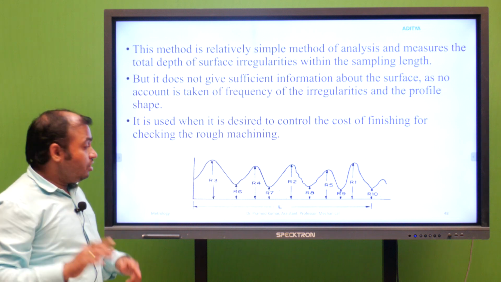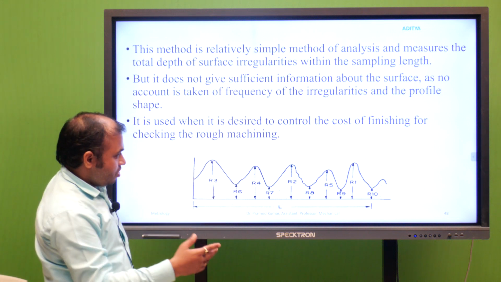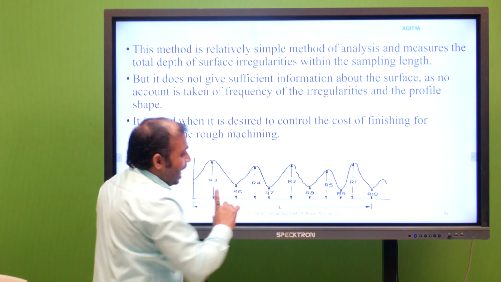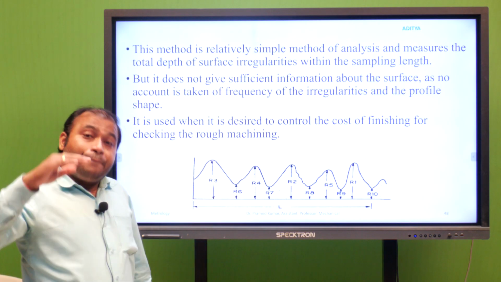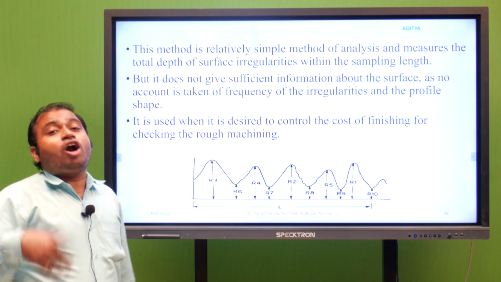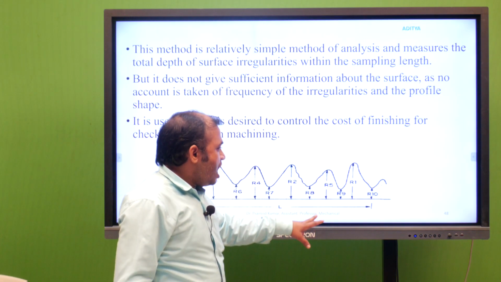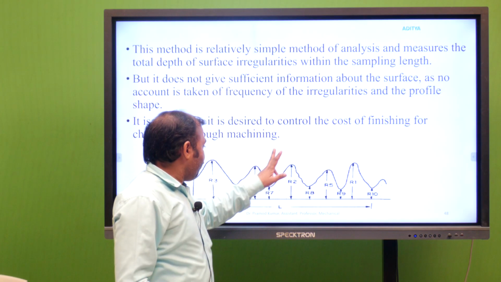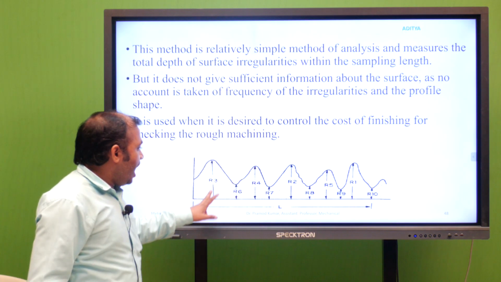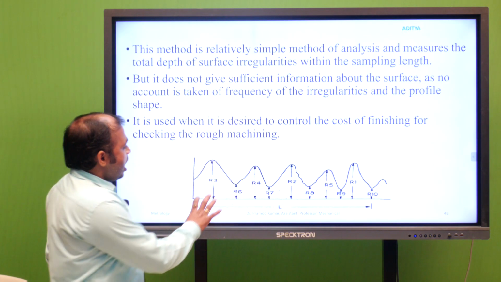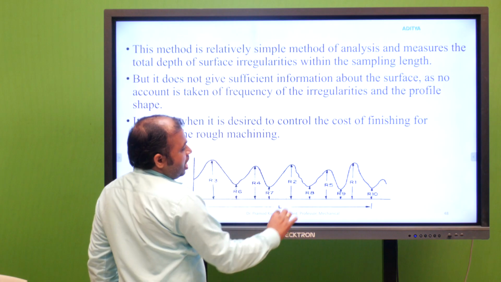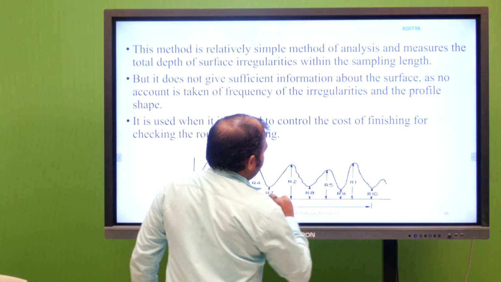The sampling length I have taken? See the values, you can see the R1 value. What I have done is take all the peak values as odd numbers. R1 is the peak, R5 is the peak, R2 is the peak, R4 is the peak, R3 is the peak. So I have taken peak values R3, R4, R2, R5, R1, right?